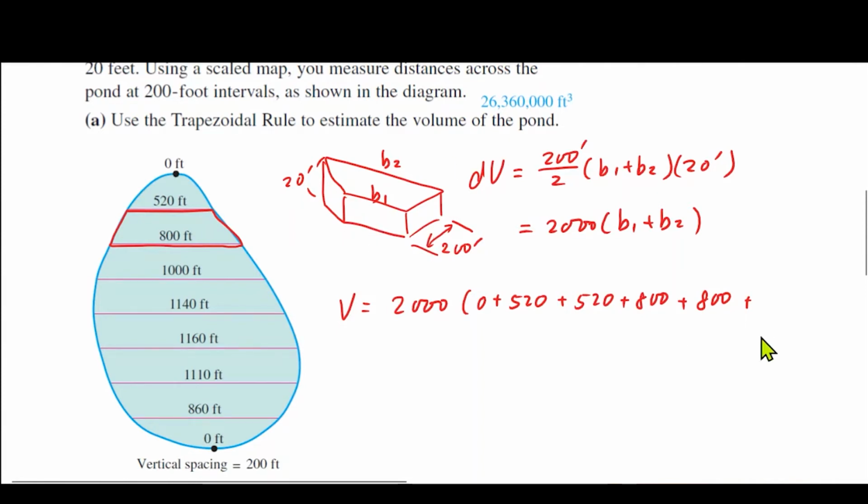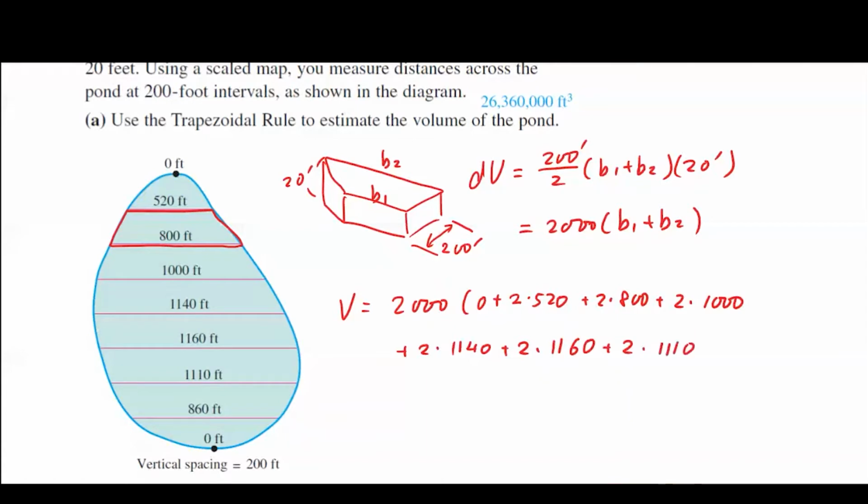So why am I even doing it this way? Then I can say 2 times 520 plus 800 plus 2 times 1000, continuing down here, plus 2 times 1140 plus 2 times 1160 plus 2 times 110 plus, continuing down here, 2 times 860 plus... oh no, there's no 2 times now because that's the last one, and the last one does not have 2. 860 is the last one that will have 2, and then plus 0. How about that?